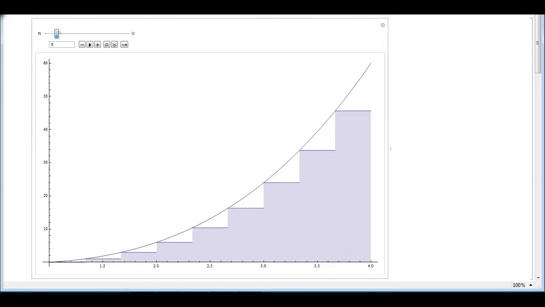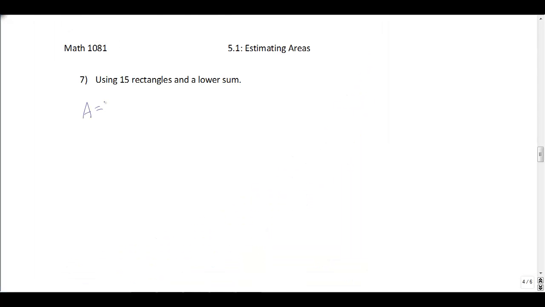Here's our lower sums, and we go up to 15. So we're going to get a picture like this. Starting to get a pretty good estimate. Still the under-the-curve unshaded part is an underestimate. We're missing those there. So this is going to be small, but we're hopefully zooming in on the answer here.